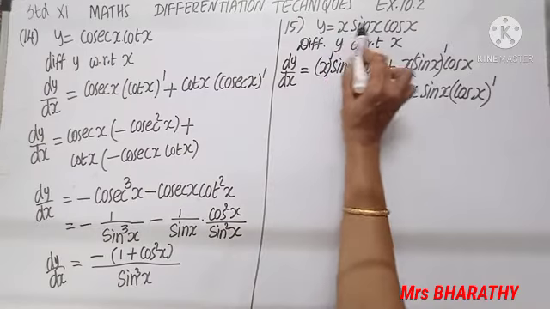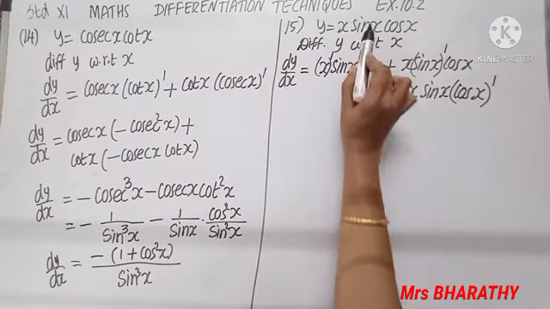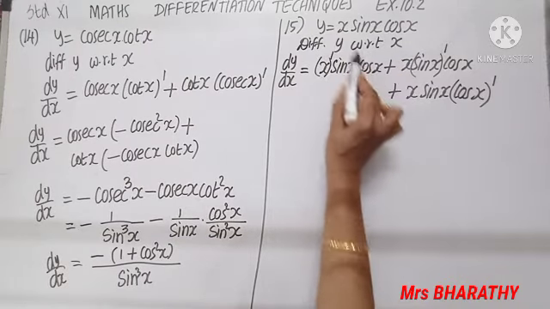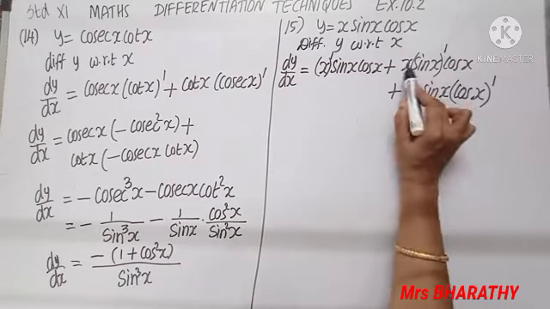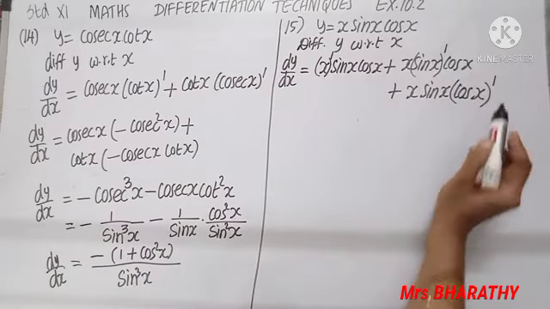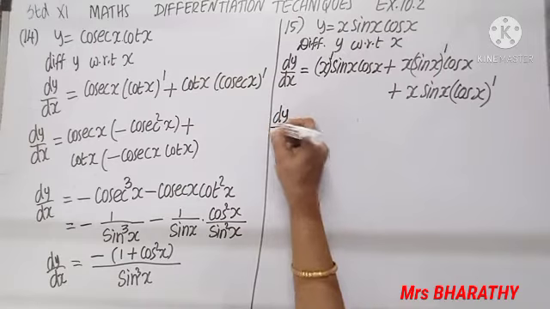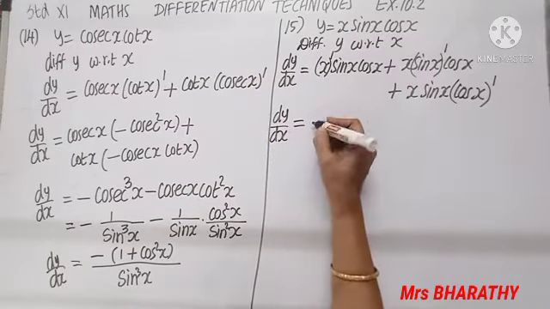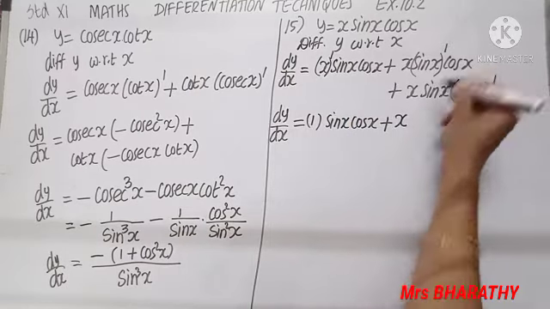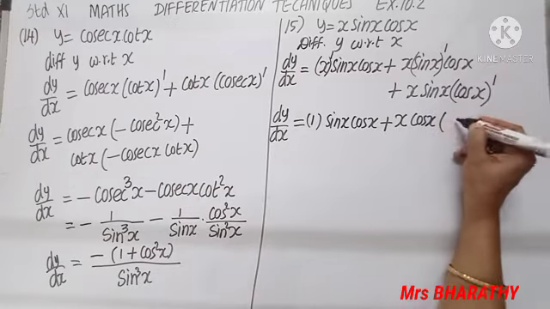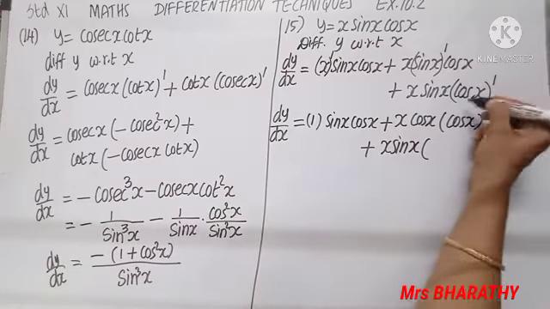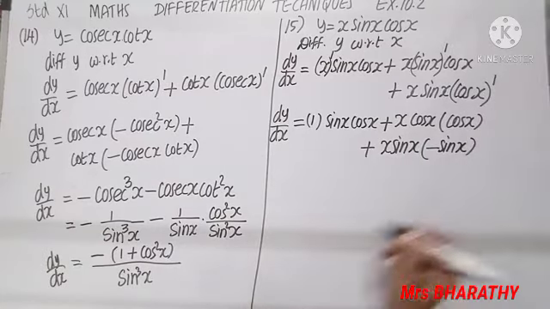See whether you follow. There are three terms. Each time I will keep two terms as they are and differentiate one term. So keep second and third, differentiate first. Keep first and third, differentiate second. Keep first and second, differentiate third. As I simplify and write, it is dy by dx. x becomes 1, sin x cos x, plus x into cos x as it is. Sin x derivative is cos x, plus x sin x as it is. Cos x derivative is minus sin x.